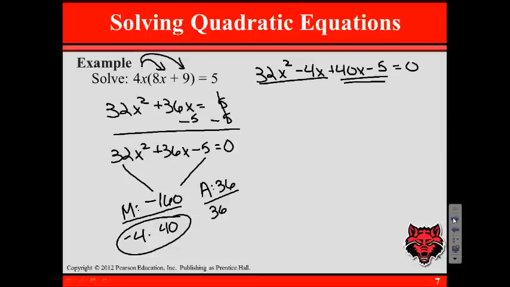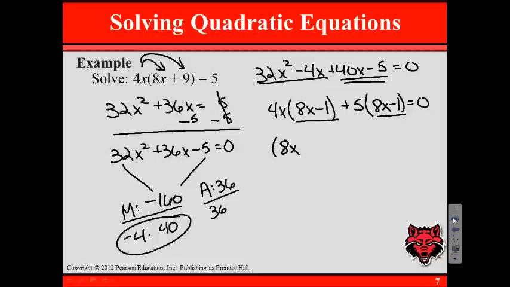32x squared minus 4x has a GCF of 4x. So we factor 4x, and it leaves us with 8x minus 1. In the second group, 40x and 5 have a greatest common factor of 5. So we factor out a 5, and that gives us 8x minus 1. We now notice that each term has a binomial factor in common, 8x minus 1. So we factor that out, and the resulting polynomial is 4x plus 5.